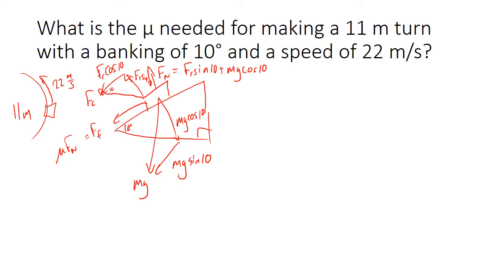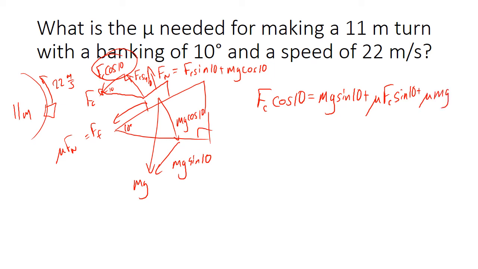All right, so now let's see. So this is what I'm looking at here. FC cosine 10 is going to equal the two downwards ones together. So we're going to have mg sine 10 plus mu times force normal, which is FC sine 10 plus, I'm going to distribute the mu automatically, mg cosine 10. All right, so there's the setup.